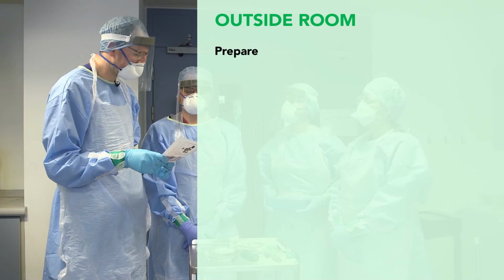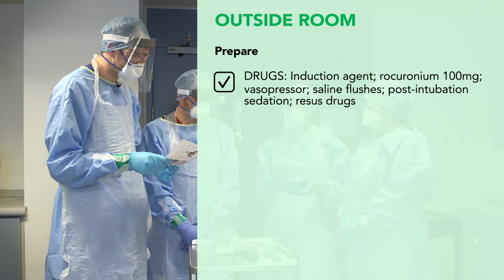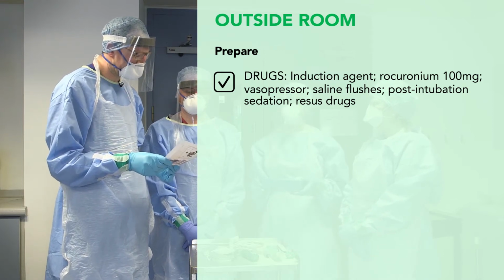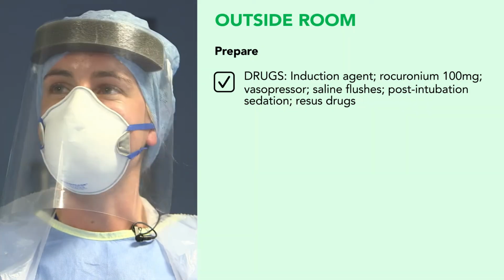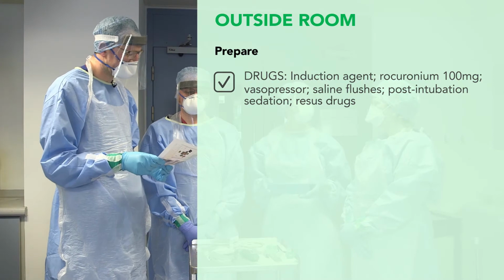So we prepared drugs, and Tori, if you could just go through what you've prepared, please. Yep, so we have an induction agent. We've got 100 milligrams of rocuronium. We've got a vasopressor and a saline flush. We've also got our resus drugs ready and available. And Laura, if you wouldn't mind getting ready the post-intubation sedation.